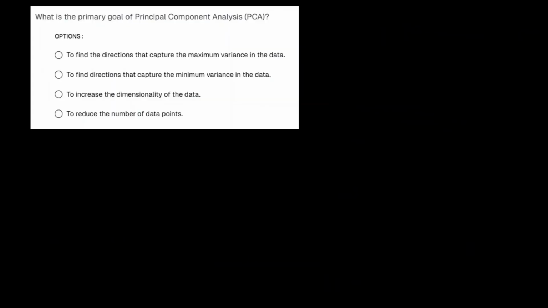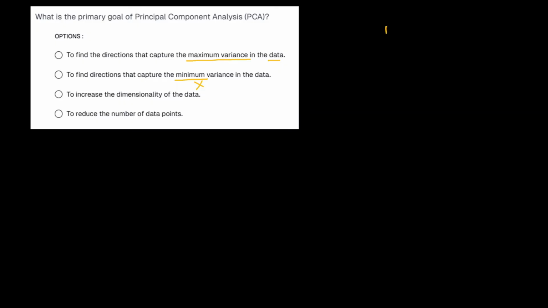So here we have a question. This is about PCA, principal component analysis. It asks what is the primary goal of PCA. The first option says to find the directions that capture the maximum variance in the data. This is true, actually. The second option says to find directions that capture the minimum variance. This is not true because we need the maximum variance in the data.